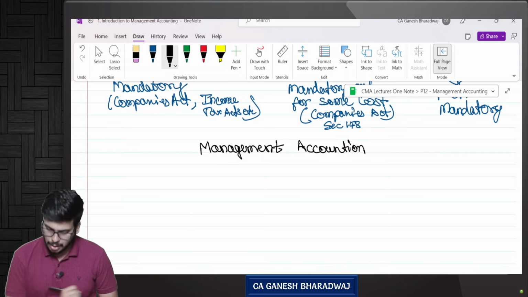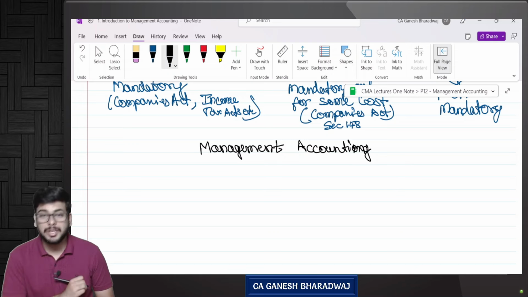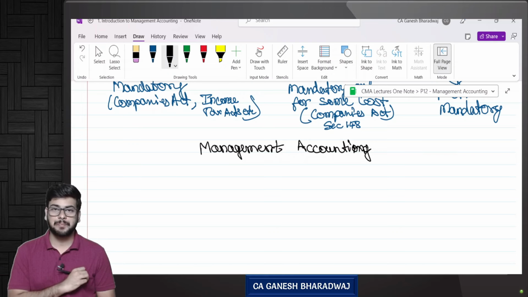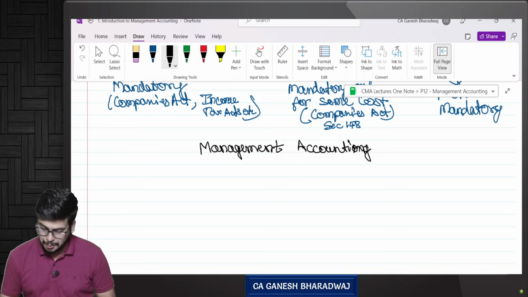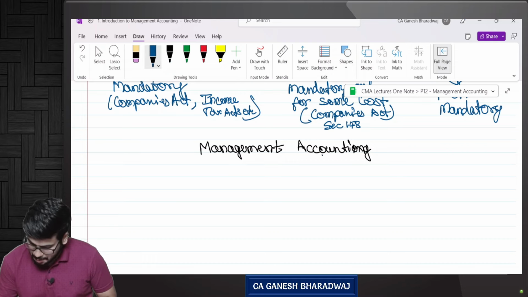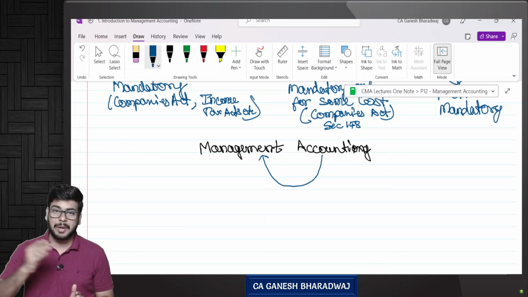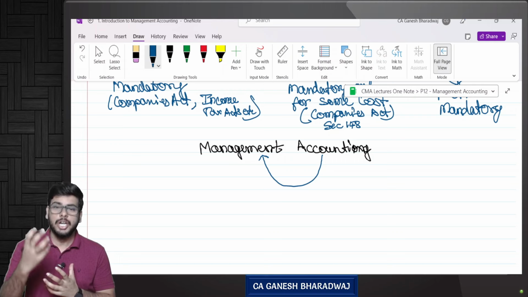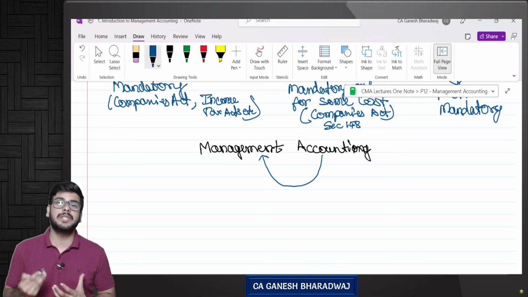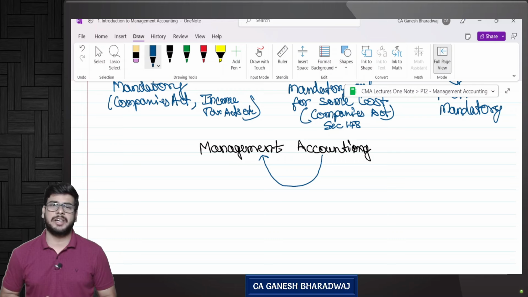Now, what do you mean by management accounting? It is that branch of accounting that provides meaningful information to the management to help them take decisions in their organizations. That is called management accounting.